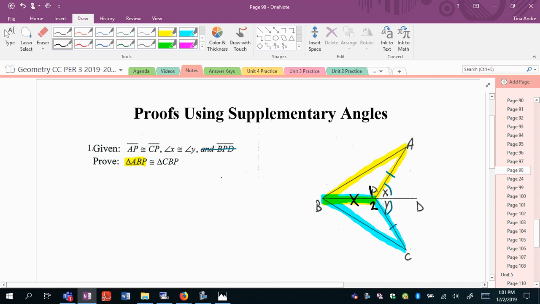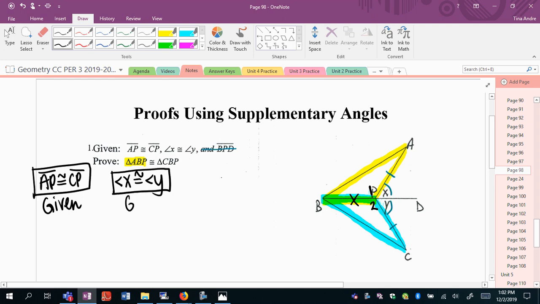That allows me to get angle 1 and 2 congruent, and then I can use side-angle-side, with the angles inside the triangle in between the two congruent sides. Let me write down what I just said. We have AP congruent to CP. That was a given. And then I had angle X and angle Y congruent. That was a given. Notice that these are lowercase letters because we're talking about the space. It's not a point, which is why it's not a capital letter.